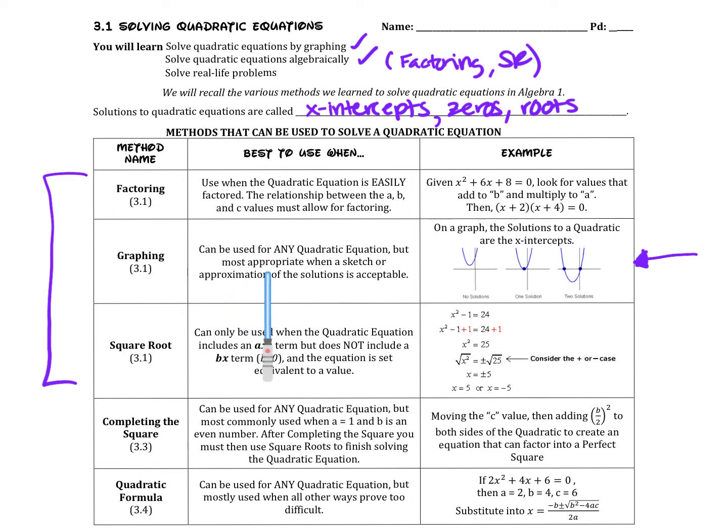So that's the first thing we're going to focus on. Then we're going to talk about graphing. We're going to review how to graph a quadratic equation or a quadratic function that's in standard form. And we're going to identify from our graph where, if at all, it is crossing the x-axis. Where are those x-intercepts?